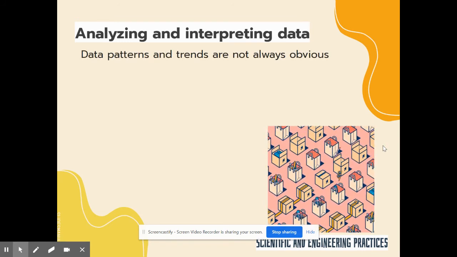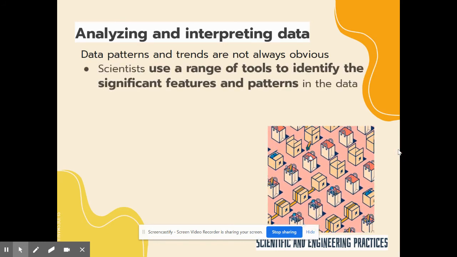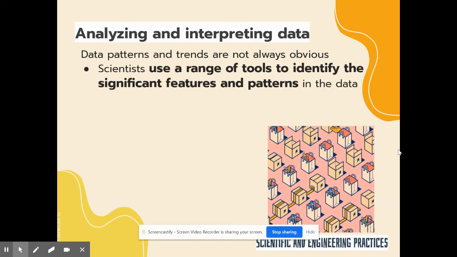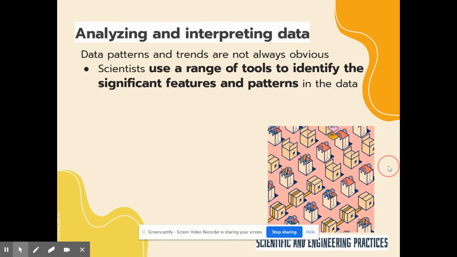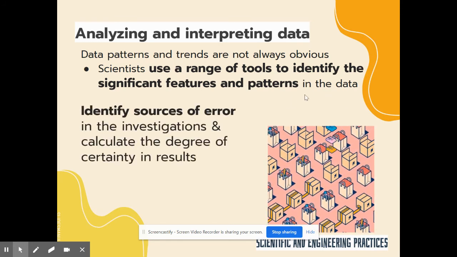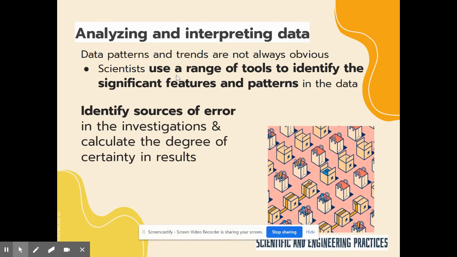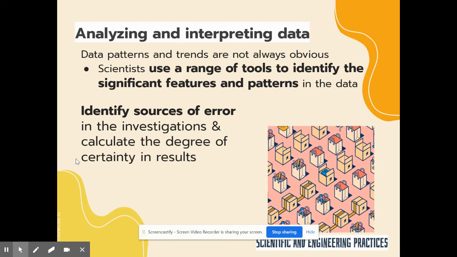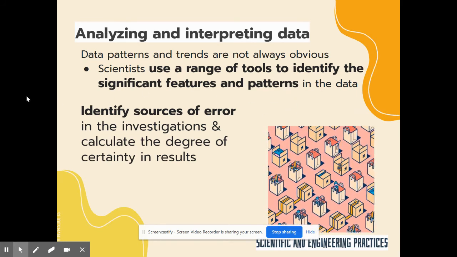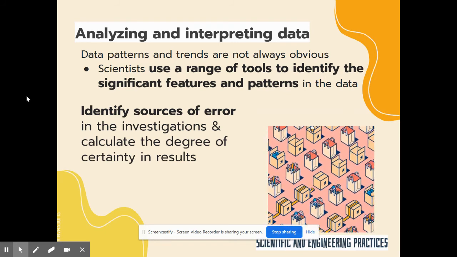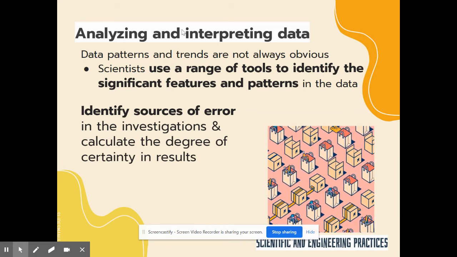So when we're analyzing data, patterns and trends are not always obvious. So there are a range of tools to identify significant features and patterns in the data. And then you also want to identify sources of error in the investigations and calculate the degree of certainty in results. So when we're talking about the palatability of fat, everybody's going to be measuring out a little bit different. And so we have to have a plus or minus degree of certainty.